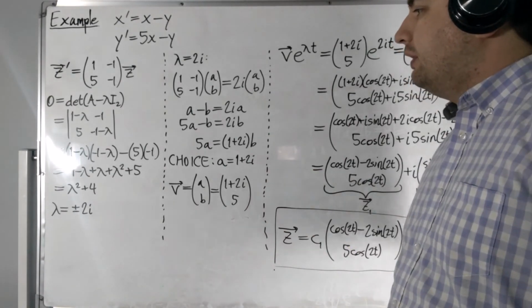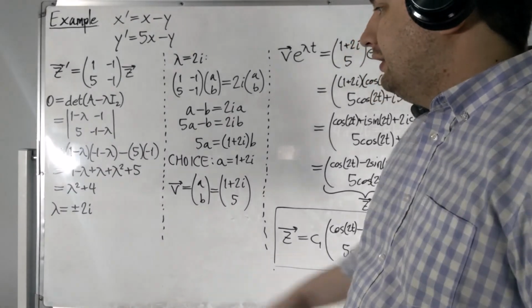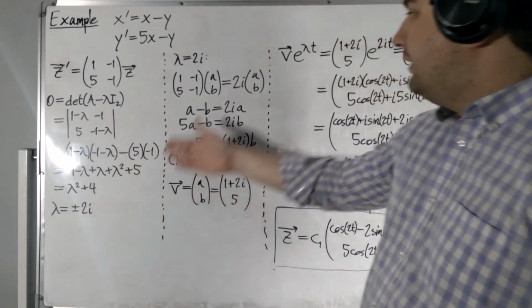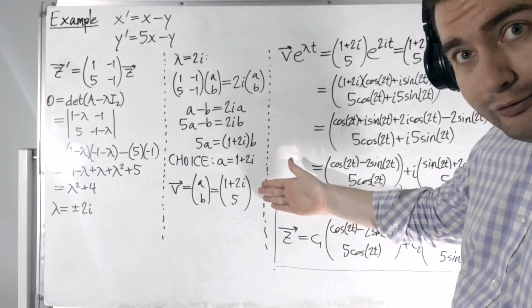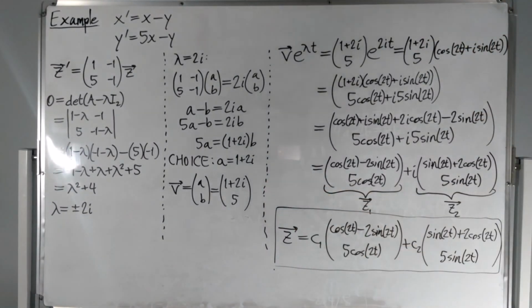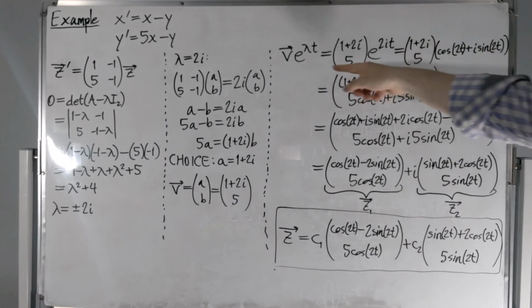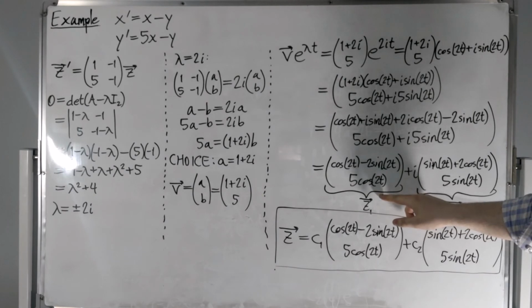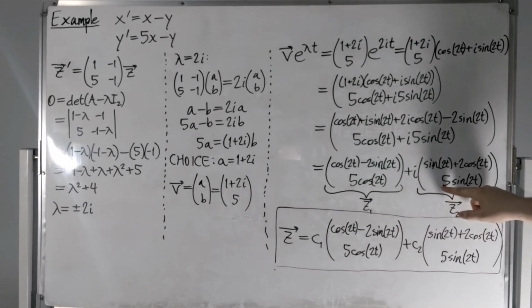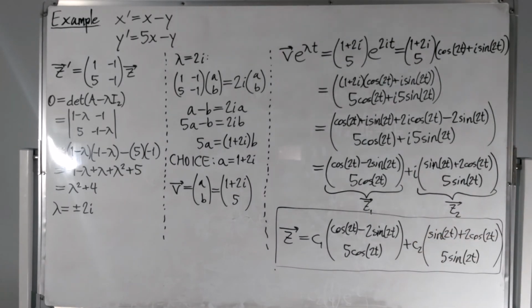Okay, so this is how it works when you have non-real eigenvalues. You find the eigenvalues, find the associated eigenvectors, which are probably going to have a non-real part, then use Euler's formula to rewrite v e to the lambda t as a linear combination of a real vector and an imaginary vector. And then those real and imaginary parts become your basis solutions.